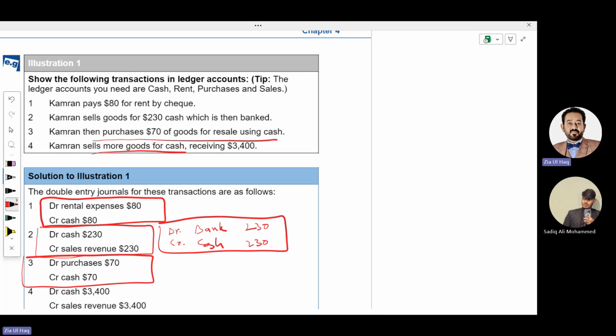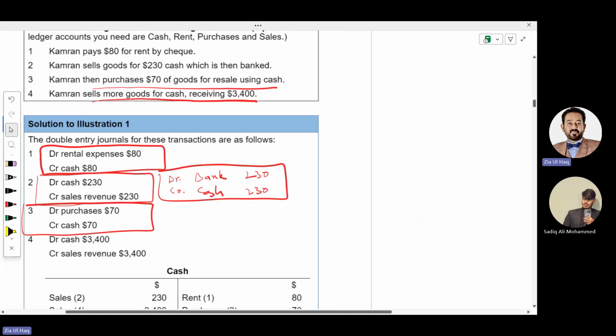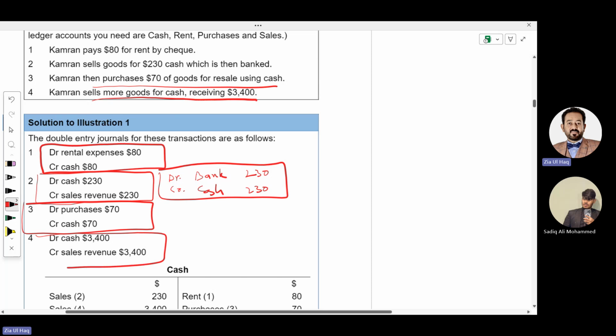Kamran sells more goods for cash, receiving 3,400. Cash coming in. Cash debit. What could be the credit? Sales, sales, sales. If goods going out, we will record sale. If goods coming in, we will record purchase. Not goods. Is that fine?